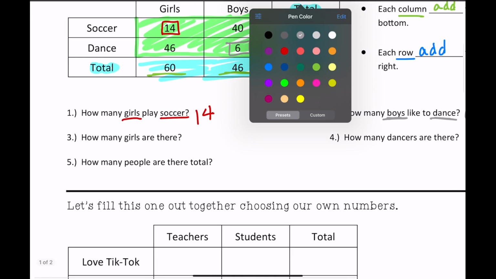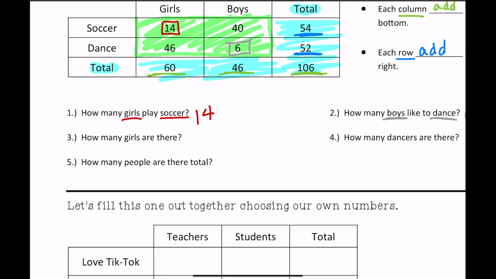All right, next color we're going to use is orange. So how many girls are there? It's just about girls, so we're just trying to figure out how many girls we got. If I look at the column for girls, the number of girls we got is this total of 60 right here. Because it only talks about one of the things that we have here, you're looking for a total.